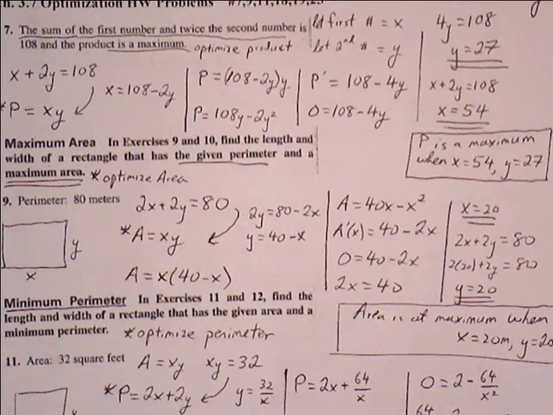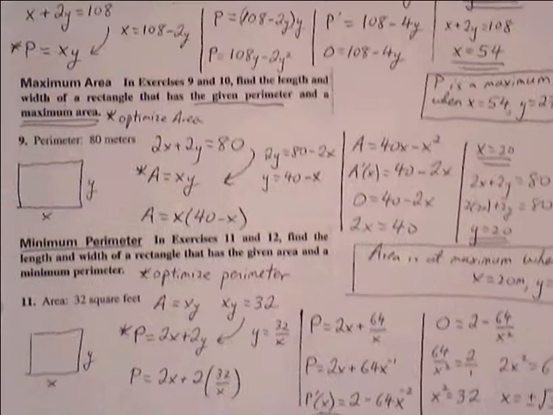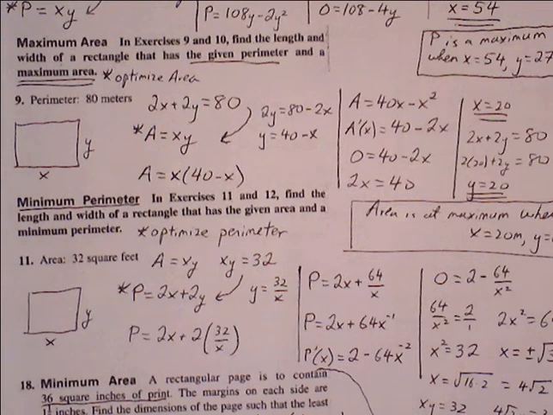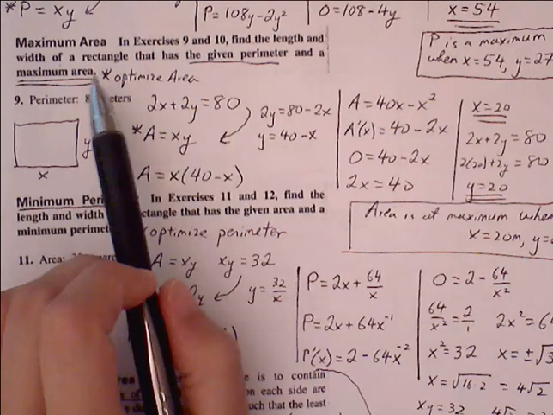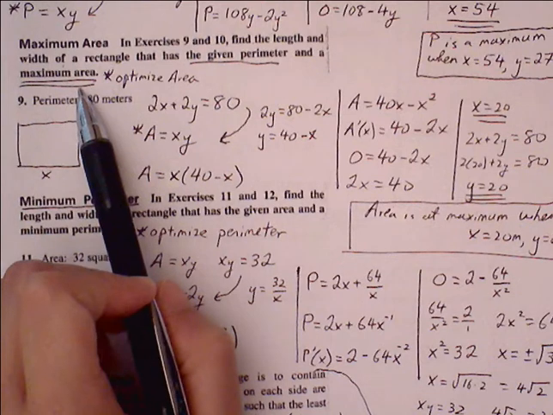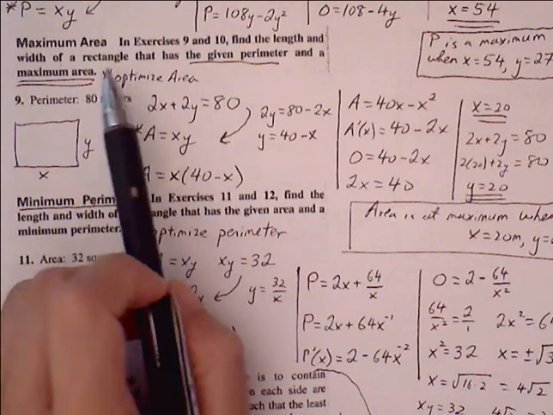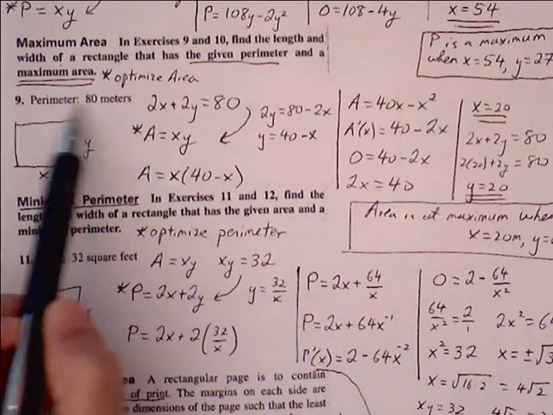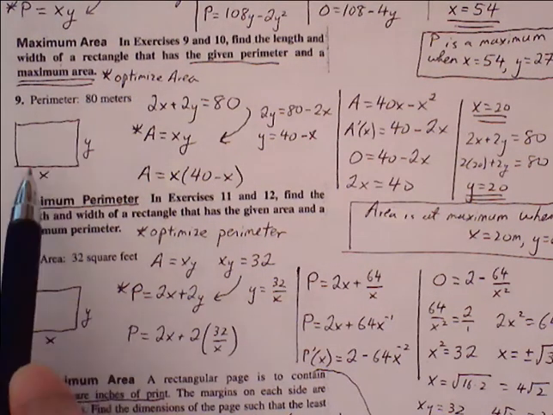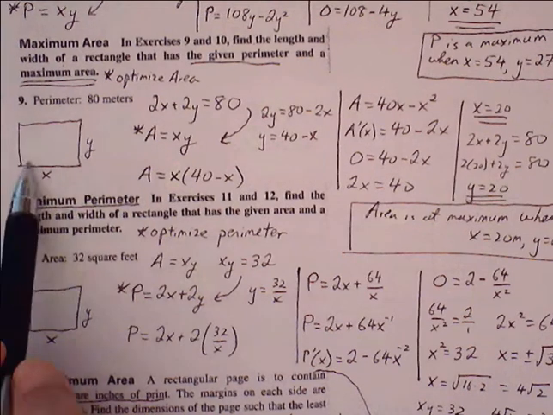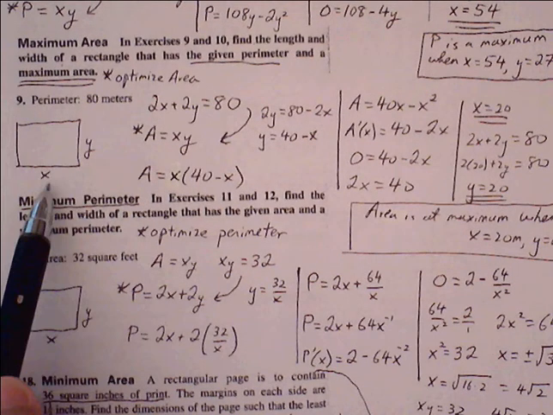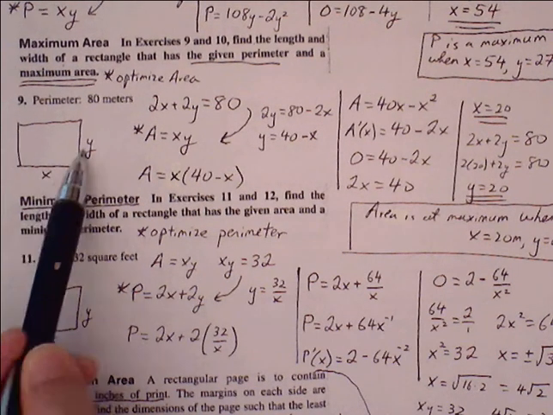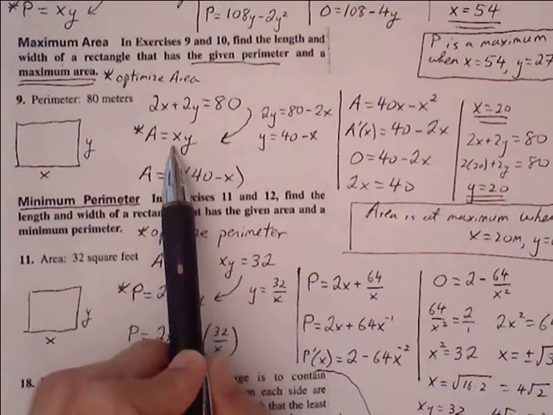Okay, number 9. Find the length and width of a rectangle that has a given perimeter and the maximum area. So again, we look at context clues here to see that we're trying to optimize area. So once we determine that, then we want to create the equation. Let's go ahead and draw this rectangle here. I'm going to label the horizontal x, the vertical y. Area is just going to be length times width, so area is x times y.